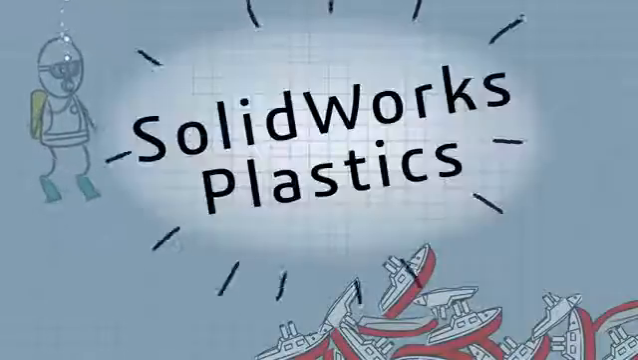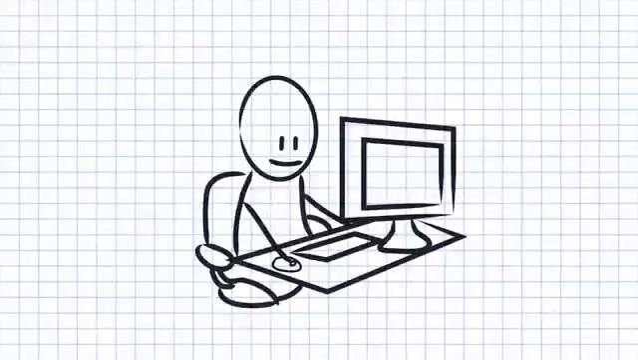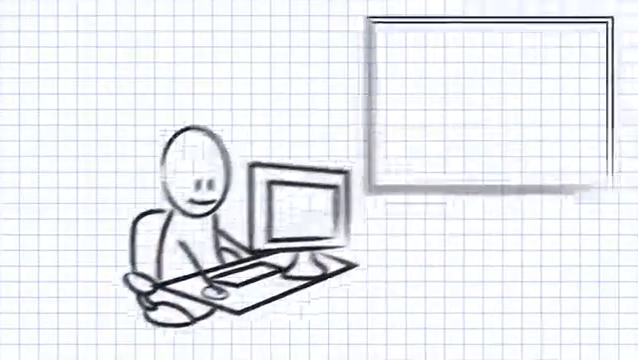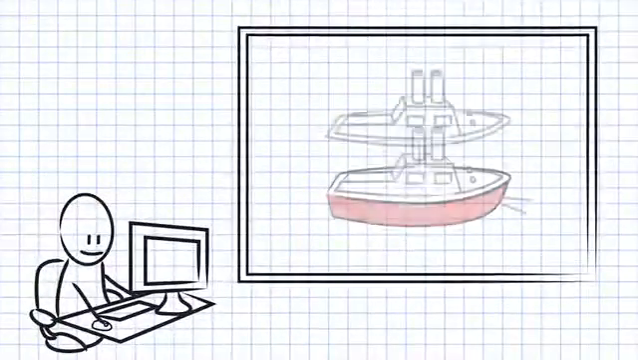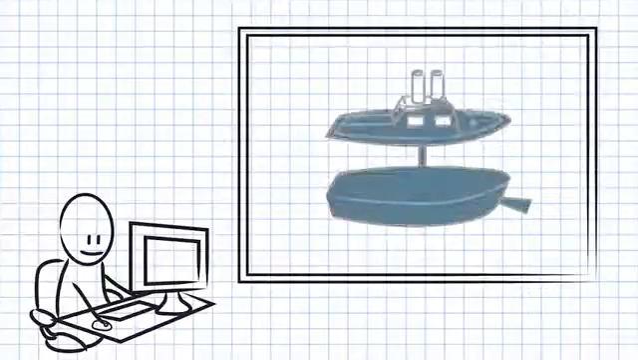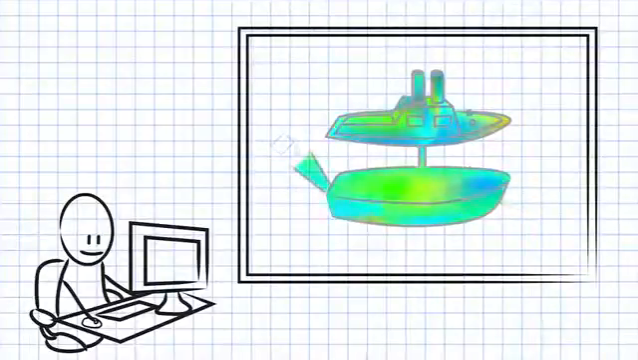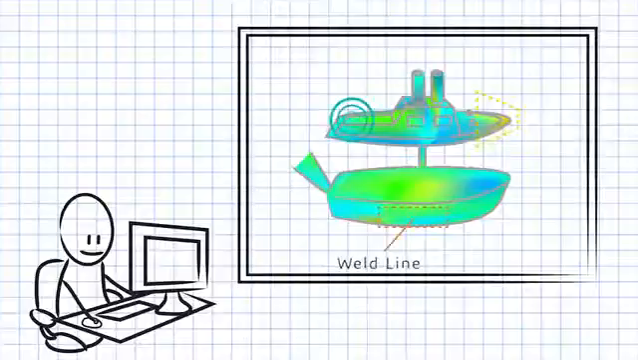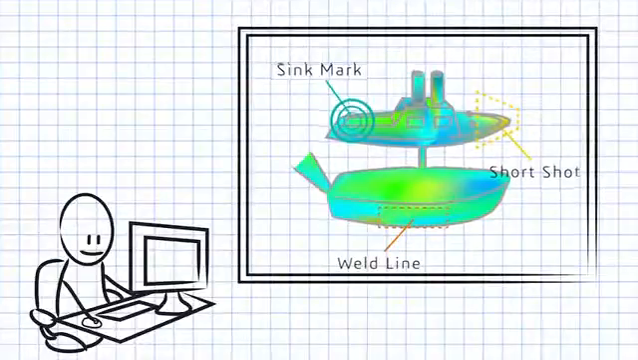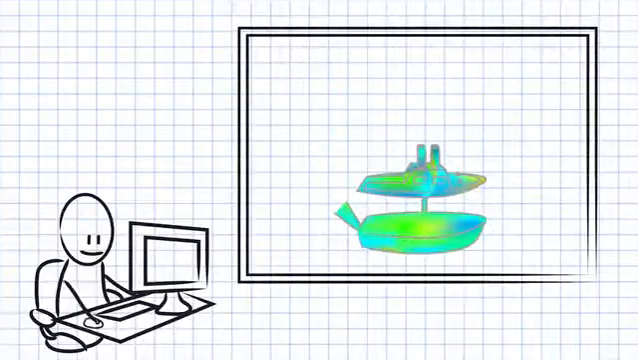Enter SolidWorks Plastics. Using SolidWorks Plastics is the most efficient and accurate way to validate your plastic designs before you start injection molding. In a matter of minutes, you can easily test your designs for proper fill, best injection location, and potential product defects such as weld lines, short shots, and sink marks, all within the SolidWorks interface.